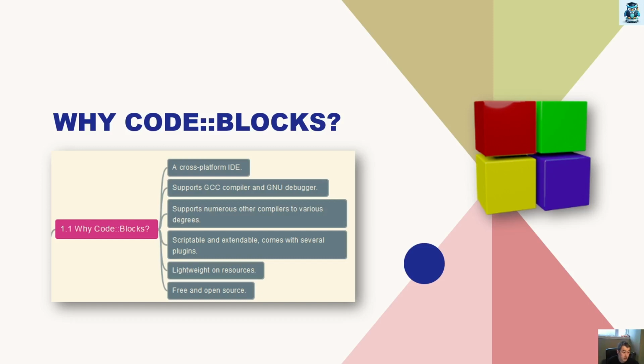Secondly, Code::Blocks supports the GCC compiler and the GNU debugger. So you don't need to find or install the compiler and debugger separately. We will test that together in the next video. You can find that bundled with Code::Blocks when we install it.